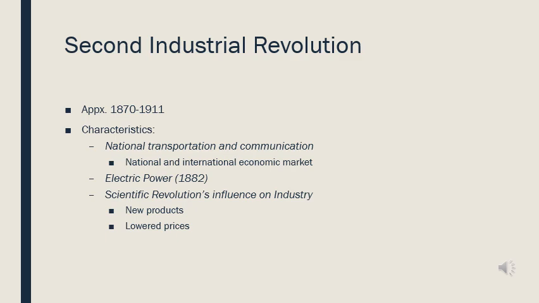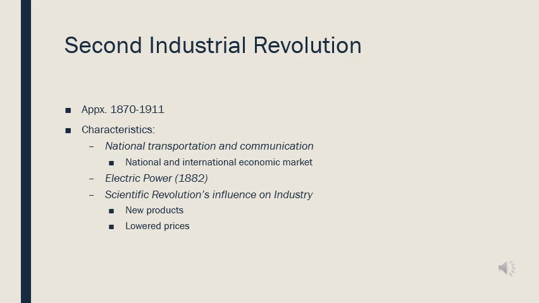The development of faster transportation and communication goes hand in hand with the development of a national and international economic market, which again, more money is getting traded all over the United States and abroad, which is going to grow the American economy even more. We also, very importantly, discover a way to harness and distribute electricity in 1882. I don't have to explain to you how important the discovery of electricity is, but suffice it to say that it is significant in terms of industry.